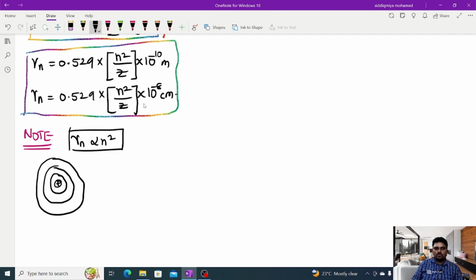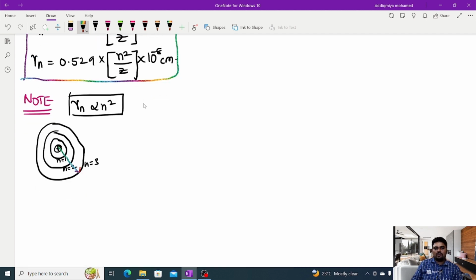Since it is the first shell, n is equal to 1. Second shell, n is equal to 2. Third shell, n is equal to 3. So if the shell number increases, what happens? The radius from the center of the nucleus to the valency shell is increasing. Here we are doing n square, so it will keep on increasing.